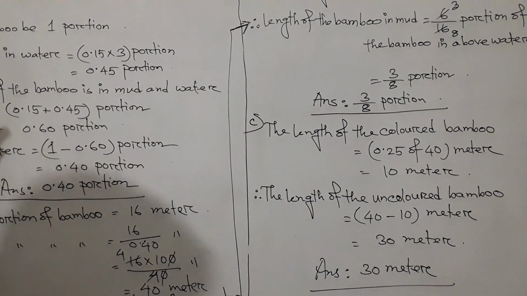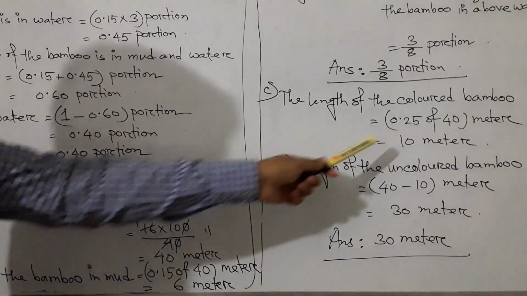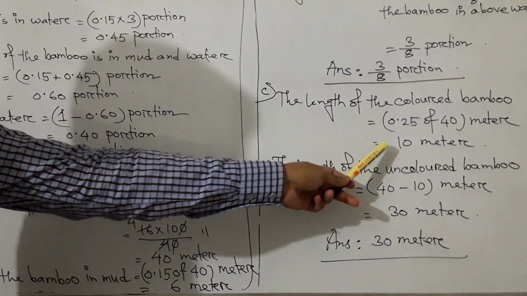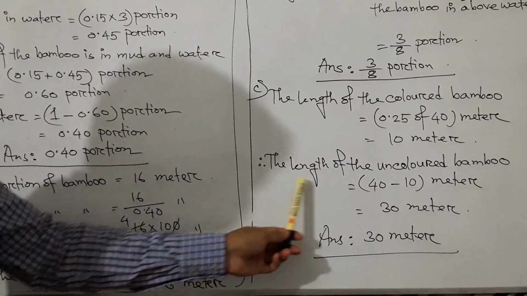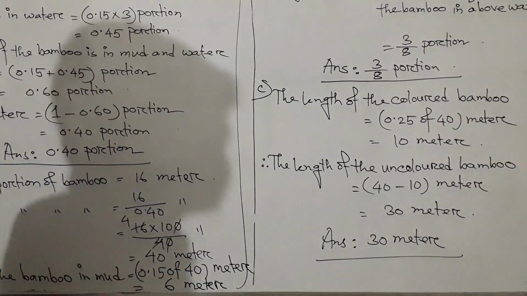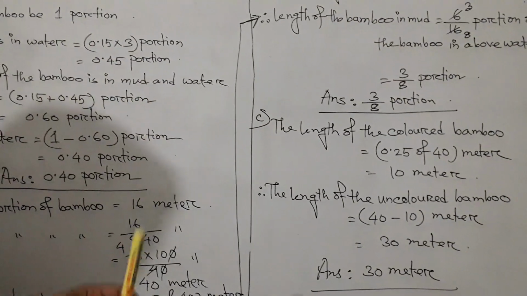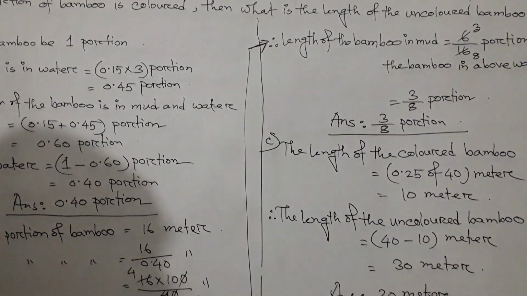So to find the length of the uncolored bamboo, total length 40 minus the colored bamboo 10. So we write down the length of the uncolored bamboo is 40 minus 10, then 30. So the answer is 30 meters. So the 30 meters is the uncolored bamboo. Close.